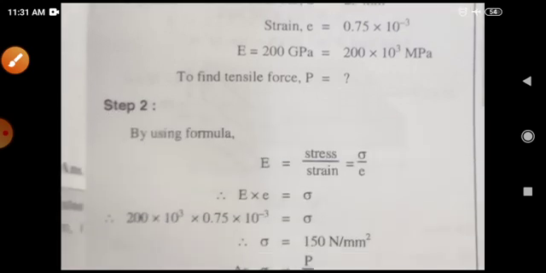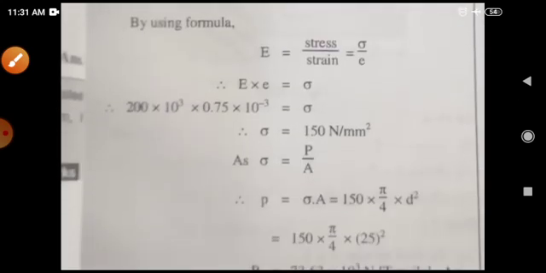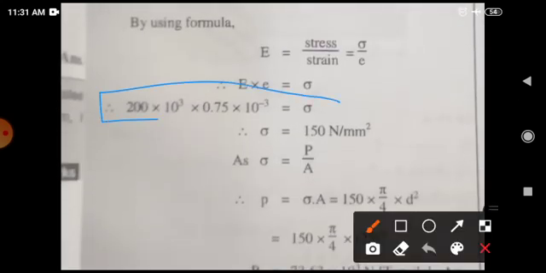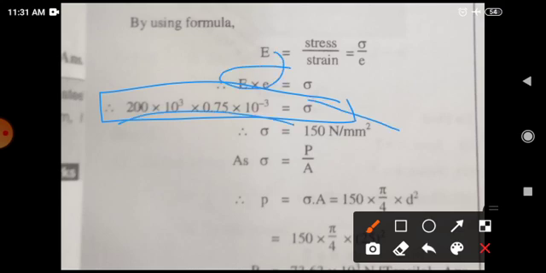From this formula we can have sigma equals E into small e. Putting this value, you have got sigma equals 150 Newton per millimeter square. Okay, got it? Sigma equals 150 Newton per millimeter square.